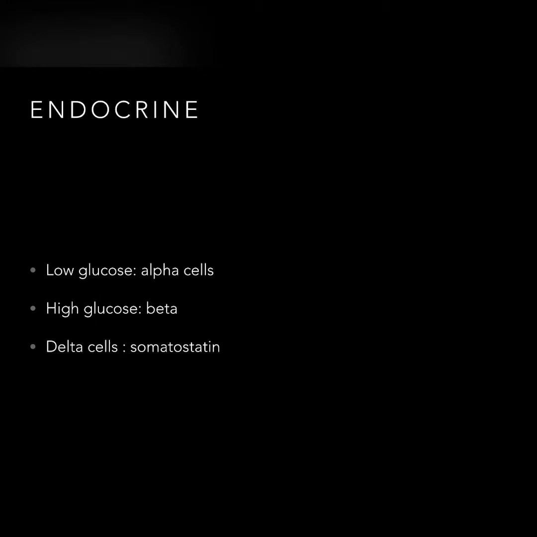In the endocrine function, when the blood glucose is low, the alpha cells will secrete glucagon, which will increase our blood glucose level in our body. When the blood glucose level is high, beta cells will secrete insulin, which will decrease the glucose in our body. The delta cells in the islet cells also secrete somatostatin, which will decrease the release of insulin and glucagon.